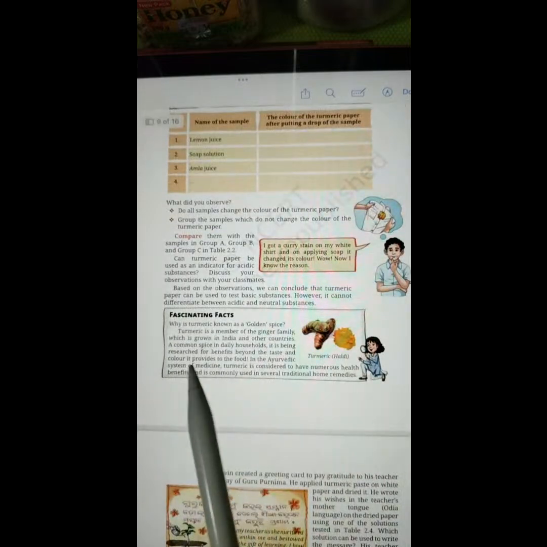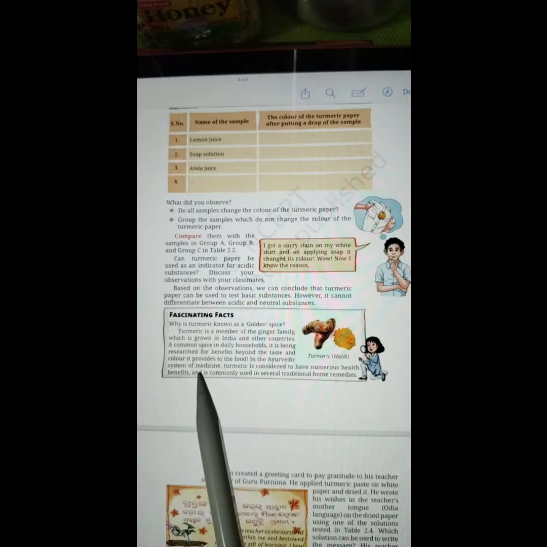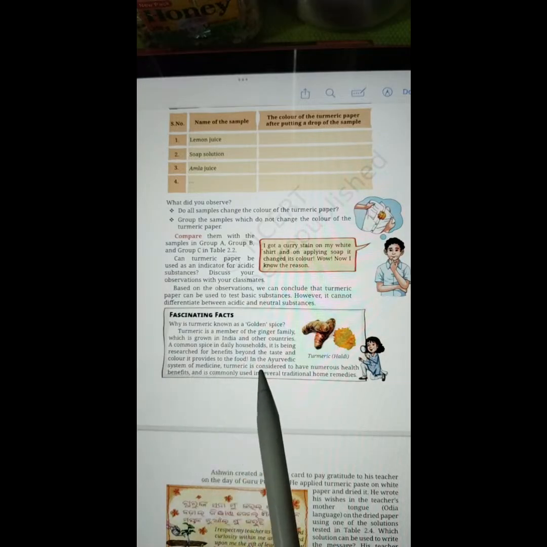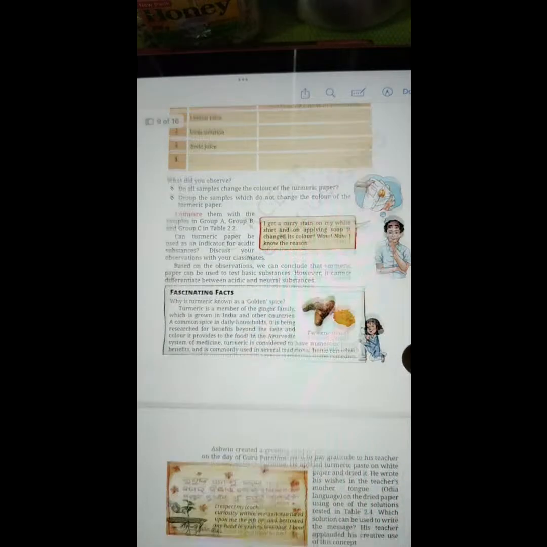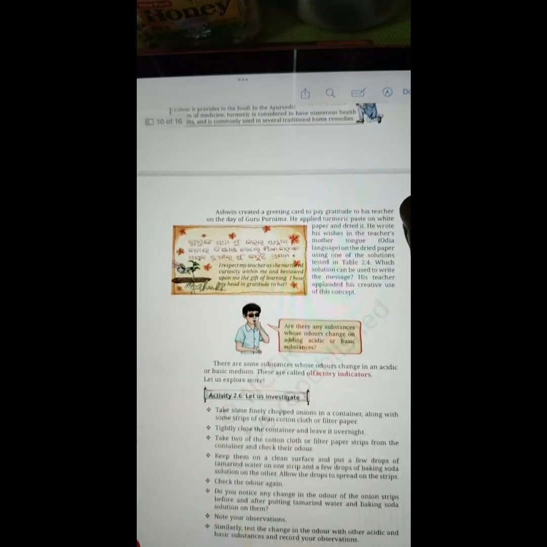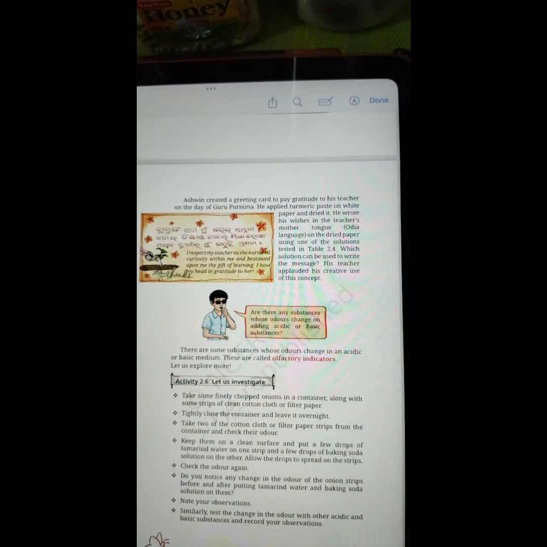Fascinating facts. Why is turmeric known as golden spice? Turmeric is a member of the ginger family, which is grown in India and other countries. A small spice in daily households, it is being researched for benefits beyond the taste and color it provides to the food. In the Ayurvedic system of medicine, turmeric is considered to have numerous health benefits and is commonly used in several traditional home remedies.